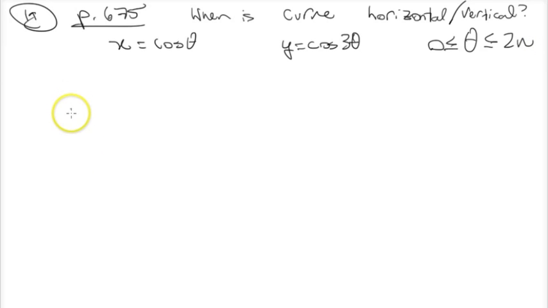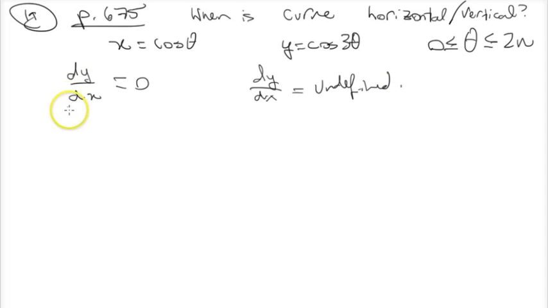So we know that with a Cartesian curve, it's going to be horizontal when dy dx is 0, and it's going to be vertical when dy dx is undefined. So we have our tangent formula, and remember this is tangent to the curve, horizontal or vertical. The formula for dy dx for the parametric equation is going to be dy d theta over dx d theta.